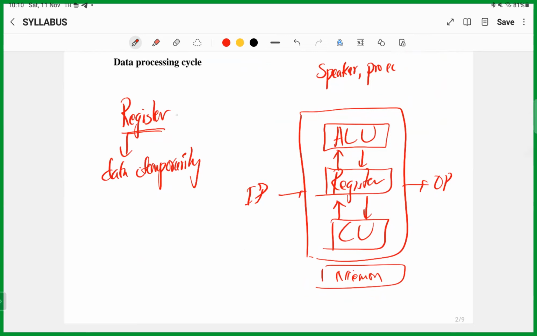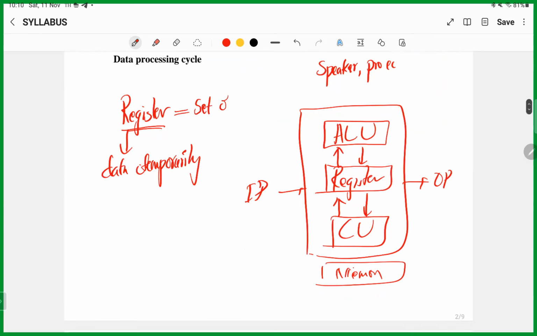And it has got one more name. Okay, it is also called as set of flip-flop. Register is also called as set of flip-flop. They have asked once, what is set of flip-flop. It is register, it is also called as that.